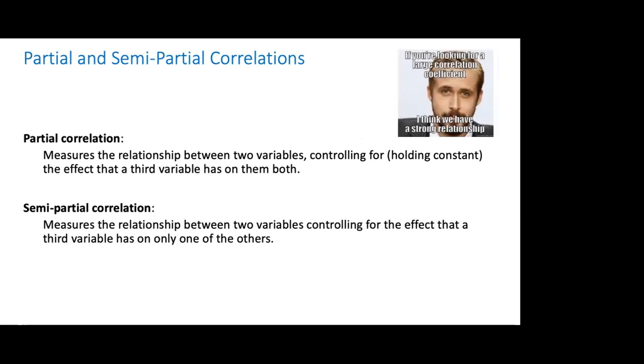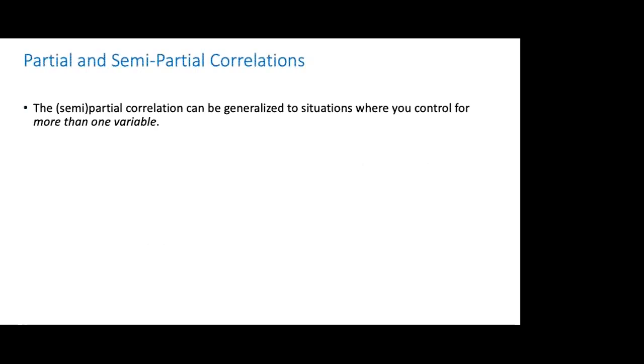And it's also holding constant the effect that the third variable has on both of them. And we also have semi-partial correlation, which is just the relationship between two variables while we are controlling for the effect that a third variable has on only one of the two, not on the other. So that is partial and semi-partial. We'll have more examples in a second, so that makes it clear.